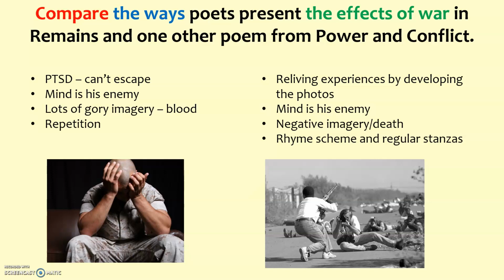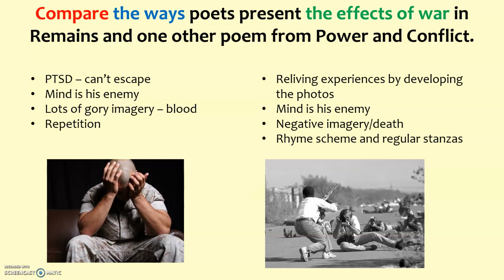However, how they do it is very different. You've got gory imagery and blood, as I've said there, whereas the War Photographer, you've got negative imagery also associated with death. So there's not so much blood, but there is this sort of imagery to do with death. Remains uses lots of repetition. War Photographer has its rhyme scheme. There's an actual quite clear rhyme scheme going on through there and regular stanzas. And there are reasons for that, which are in my War Photographer video. If you want to go and watch that one, that's a good piece of revision as well.